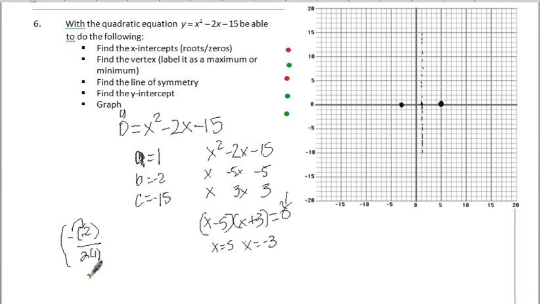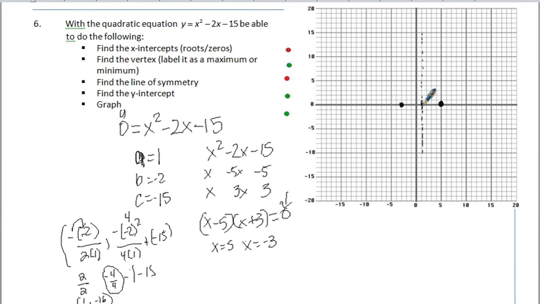So that's 2 over 2, or 1. Okay, 1. Wow, that's interesting. Let's do the opposite of -2 squared over 4 times 1 plus -15 to get our other point. So the opposite of 4 is -4 over 4, and that gives us -1. So -1 minus 15 is -16. So our vertex is 1, -16.